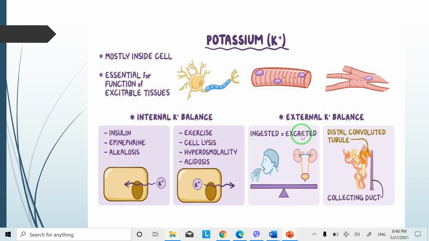It will be filtered in the glomerulus, which is the first part of the nephron. Most of it will be reabsorbed in the proximal convoluted tubule, then in the distal convoluted tubule and collecting duct. By the effect of aldosterone, it will be secreted, and the amount that is secreted depends on the level of aldosterone, on the availability of sodium, and the relative amount of sodium and hydrogen inside the cell. And the amount that will be lost in the renal system will be compensated by the dietary intake.